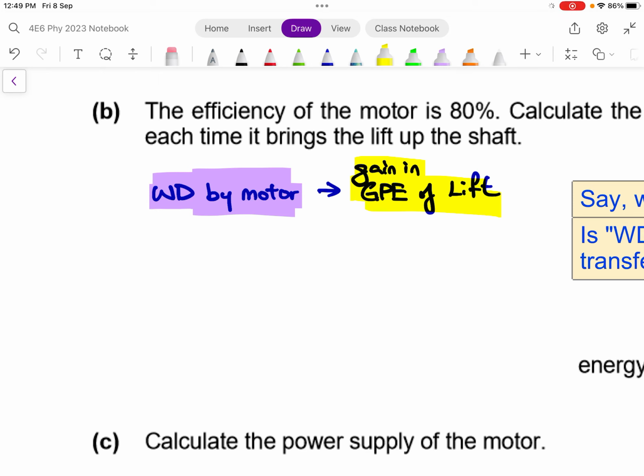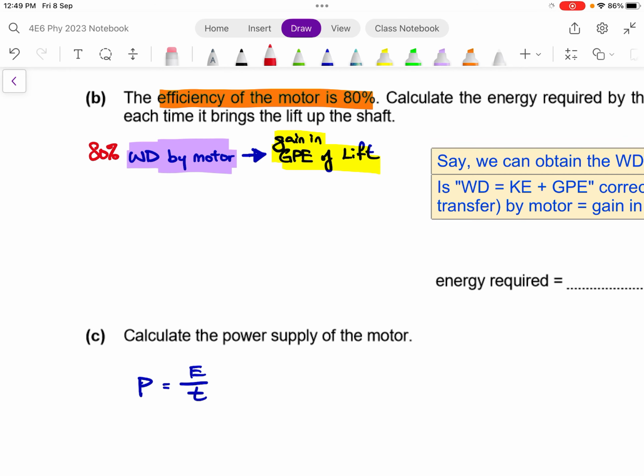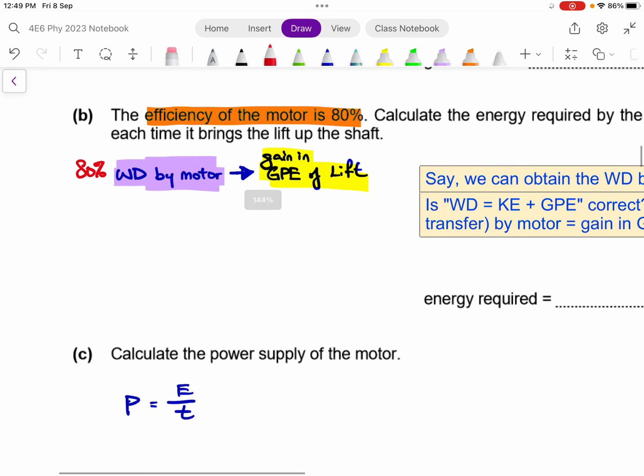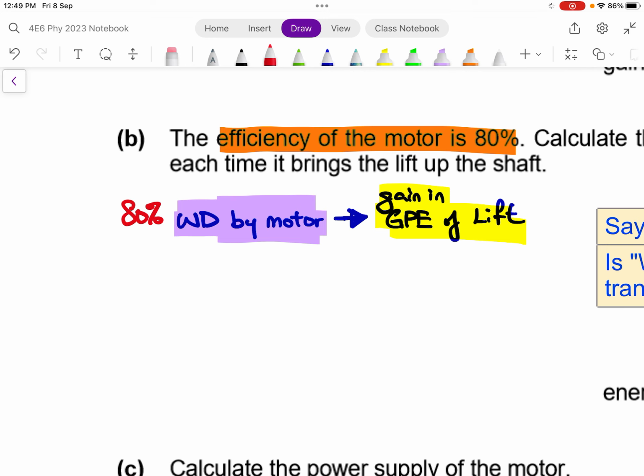So because of that, we can write down our energy conservation. Work done of the motor is equals to gain in GPE, but now there's efficiency, right? So it means that only 80% of the work done by the motor has been converted into GPE when it transferred to the lift, right? So that is what the question is telling us. And he wants us to find out the energy required. So we want to find the purple highlighted energy.